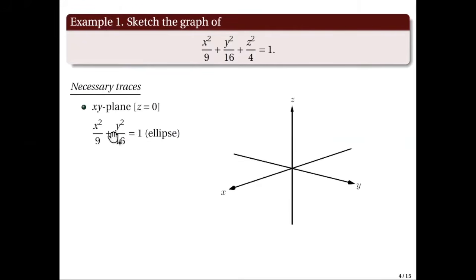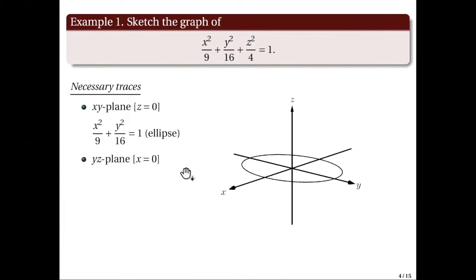Also, on y, we measure the root of 16, that is 4. So 4 units from the center towards the positive direction of y and 4 units towards the negative direction of y. Using those 4 points, we have this ellipse on the xy plane.